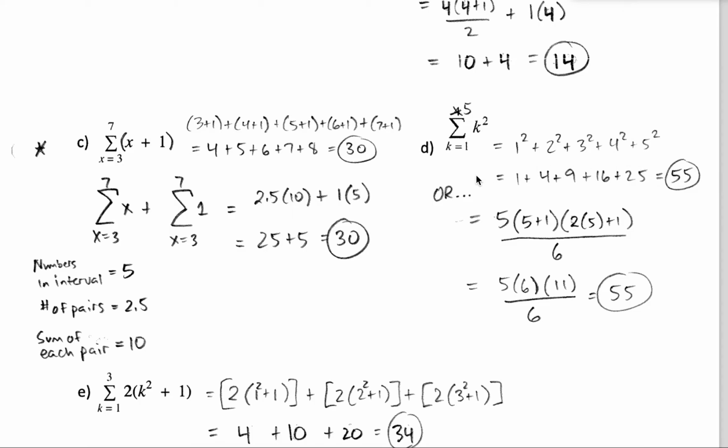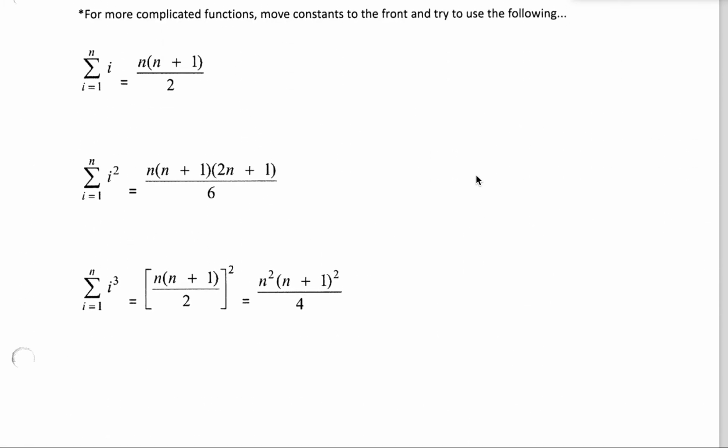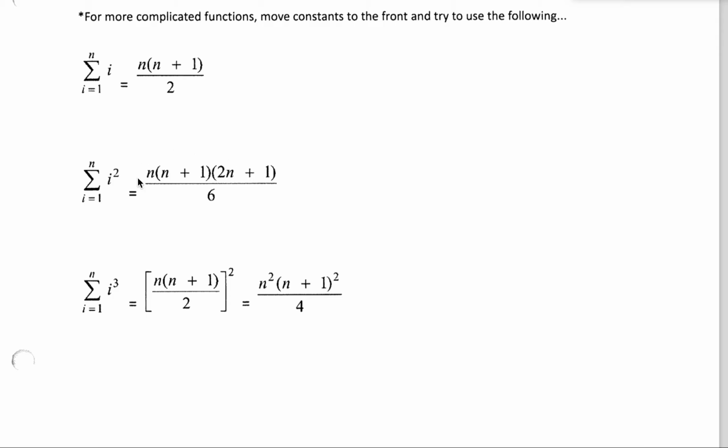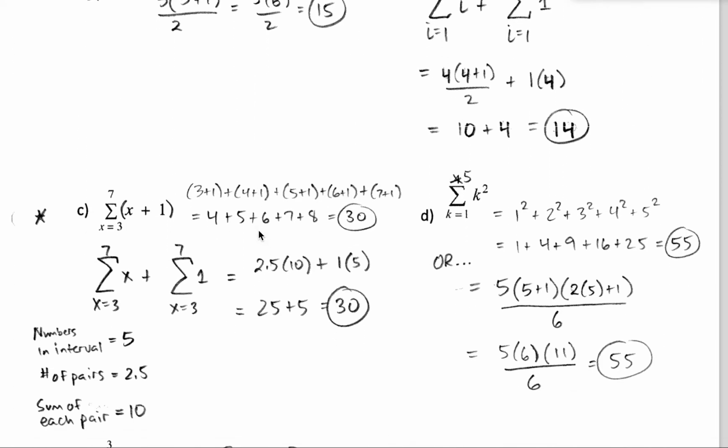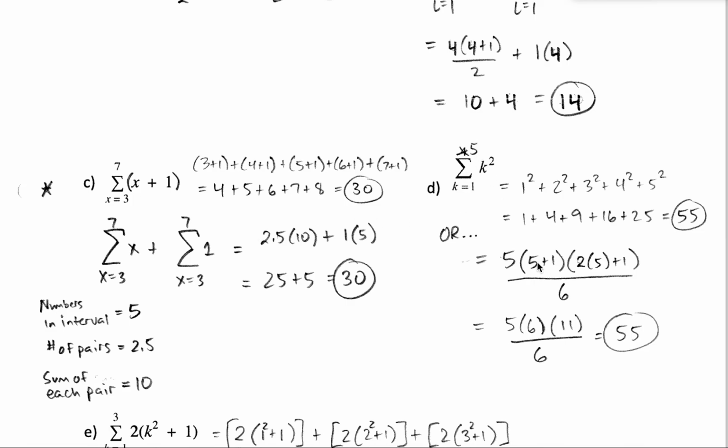But we could also use one of these shortcut rules. So looking at the square identity here, plugging in our top number into those n spots, we're going to have 5 times 5 plus 1 times 2 times 5 plus 1, all divided by 6. Simplify: 5 plus 1 is 6, 2 times 5 is 10, plus 1 is 11. Multiplying by 6 and dividing by 6 will cancel, and so we just have 5 times 11, which is 55.